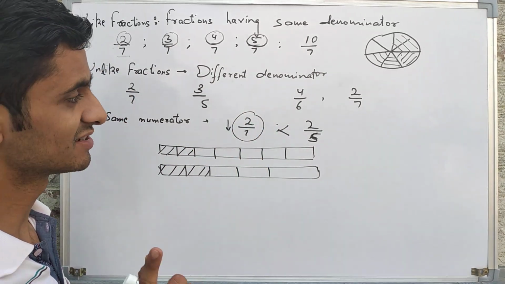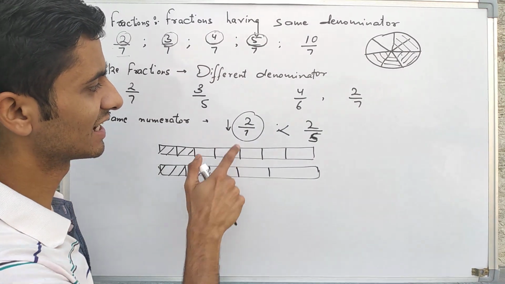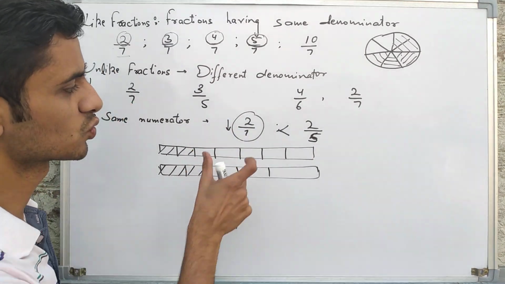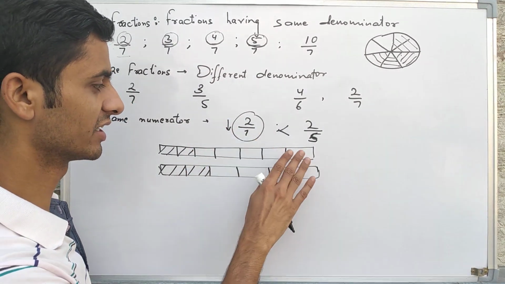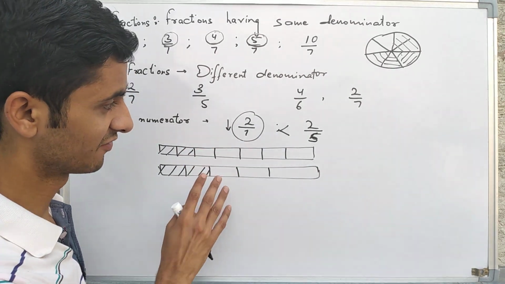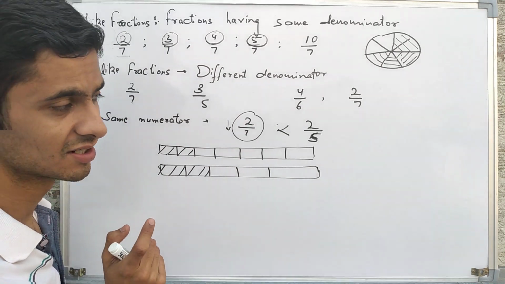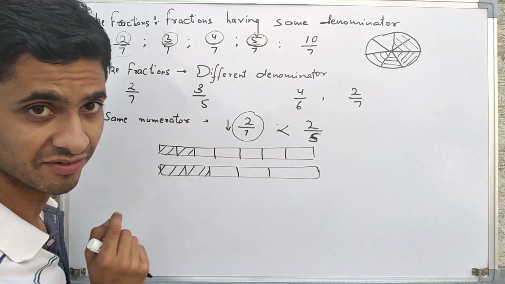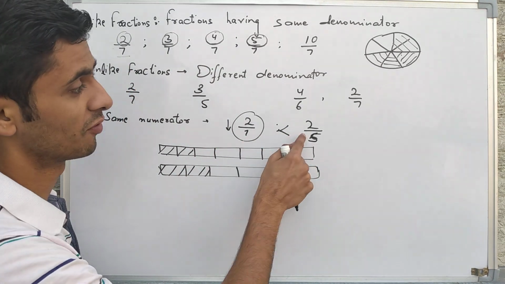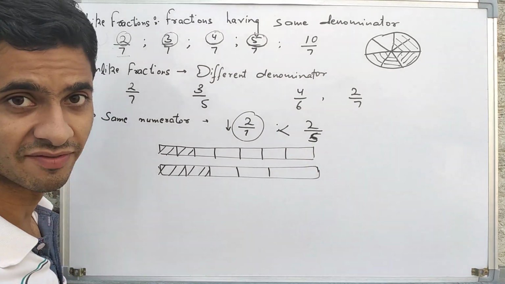Other way around, you can see that one student is getting 2 marks out of 7. This is one way of remembering, although it does not hold true for all fractions. But suppose one is getting 2 marks out of 7, another is getting 2 marks out of 5. So who has got more marks? Obviously the one having 2 marks out of 5 has more marks.